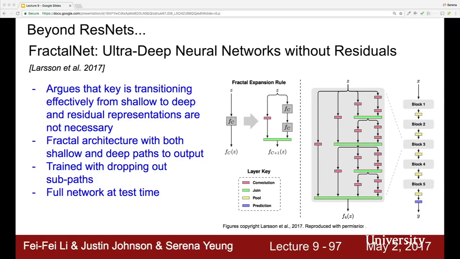And so they have this fractal architecture, which has, if you look on the right here, these layers that they compose in this fractal fashion. And so there's both shallow and deep networks, deep pathways to your output, right? They have these different length pathways. They train them with dropping out subpaths, and so again, it has this dropout kind of flavor. Then at test time, they'll use the entire fractal network, and they showed that this was able to get very good performance.